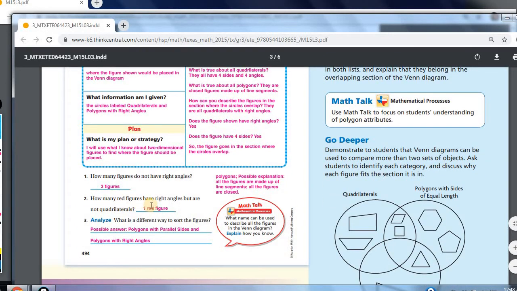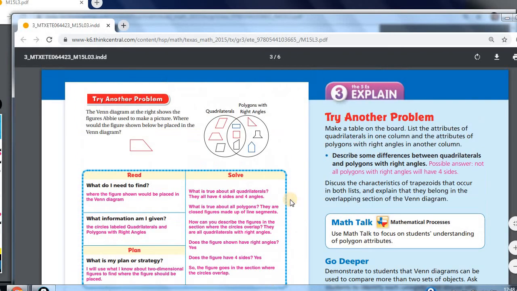How many red figures have right angles but are not quadrilaterals? So they're not in here, and they can't be in the middle. So which one would it be? This one, the triangle. It's not a quadrilateral, but it does have a right angle. The right angle is right here.